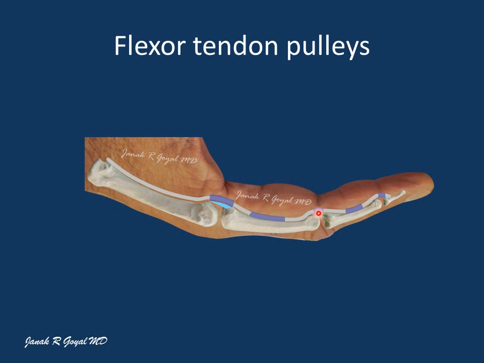A3 pulley is located on the palmar aspect of the PIP joint, the A4 pulley on the middle third of the middle phalanx, and the A5 on the palmar aspect of the DIP. Surgically, the most important pulleys are the A2 and A4 pulleys, which prevent bowstringing of the flexor tendons.